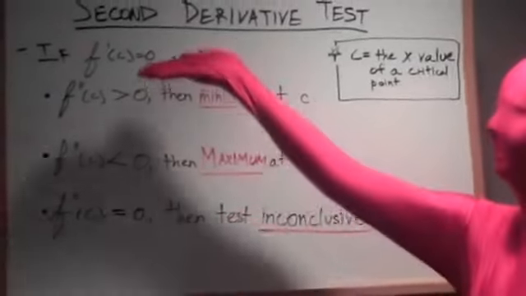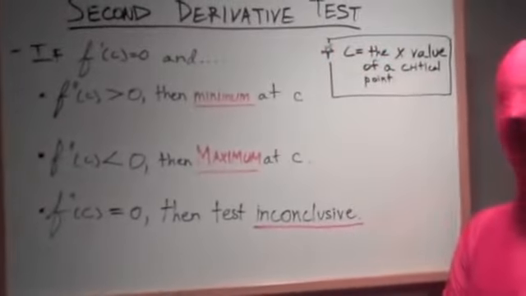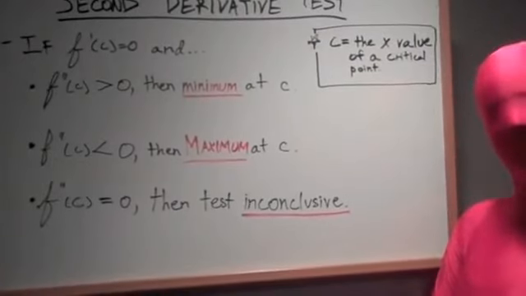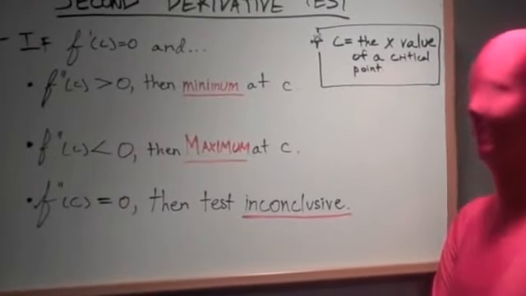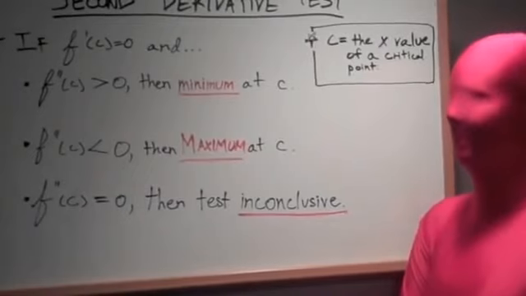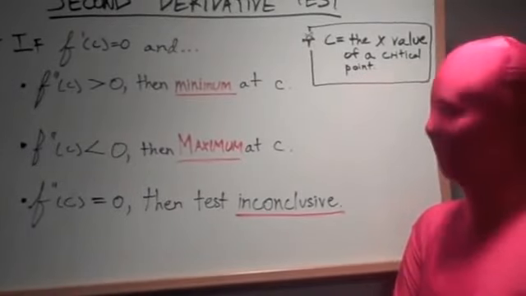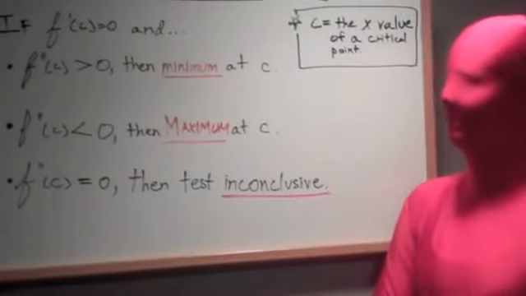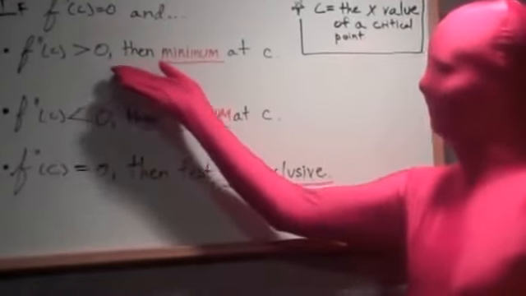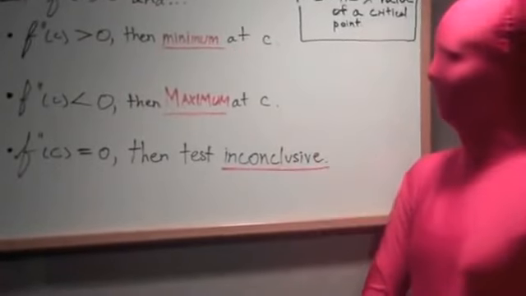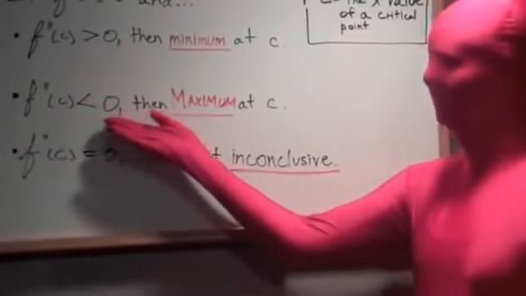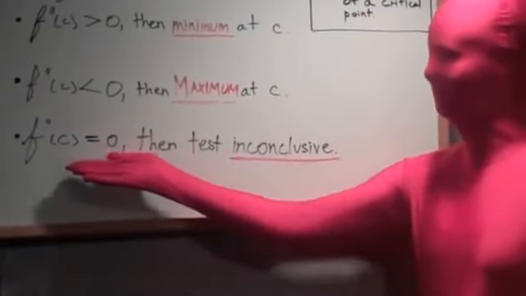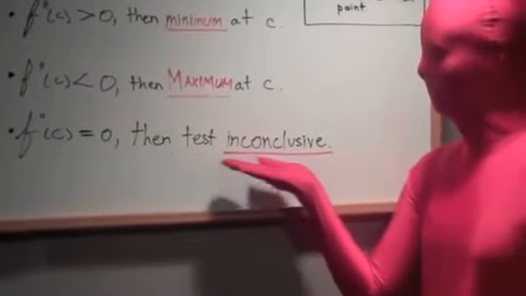Next is the second derivative test. The second derivative test may be a much faster method, however, may result in inconclusive answers, which will force you to revert back to the first derivative test. But this is how it works. Let c equal the x value of a critical point. If f prime of c equals 0, and f double prime of c is greater than 0, then the minimum occurs at c. If f double prime of c is less than 0, then the maximum occurs at c. If f double prime of c is equal to 0, then the test is inconclusive.